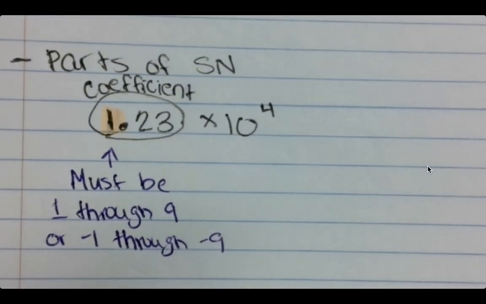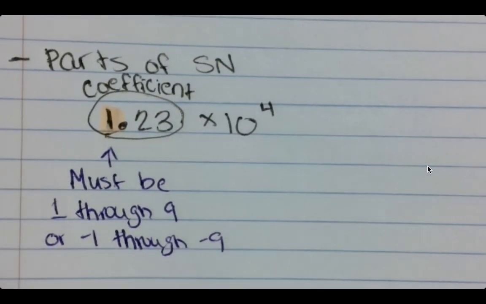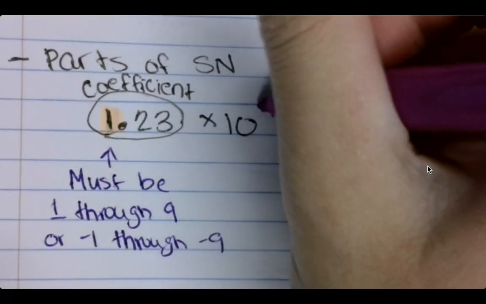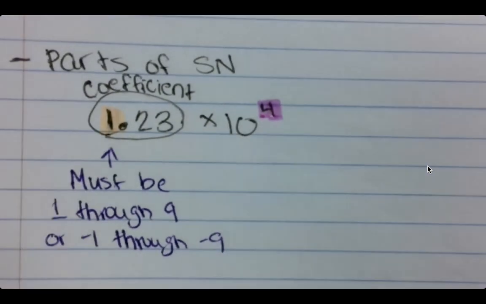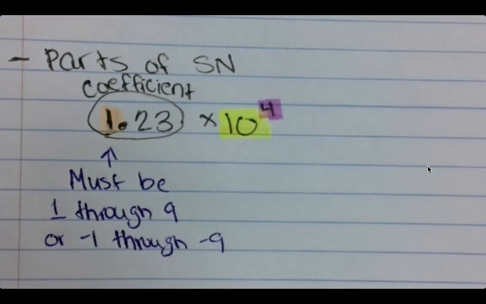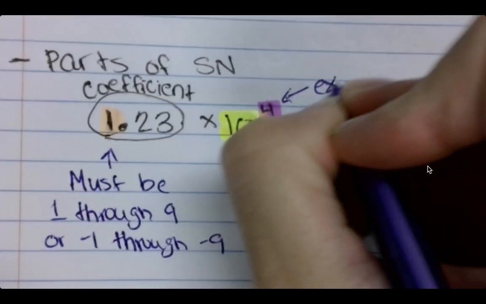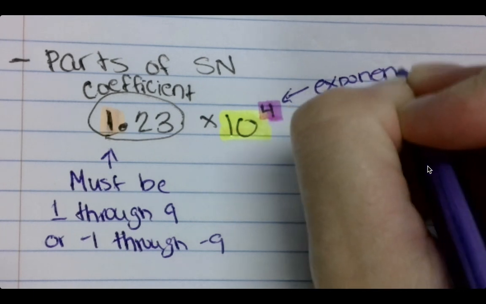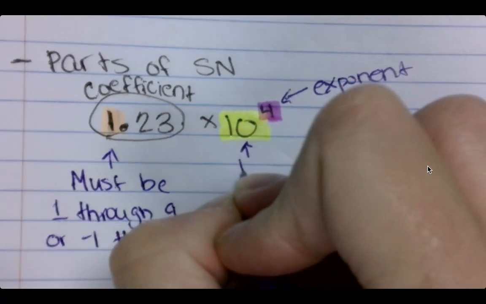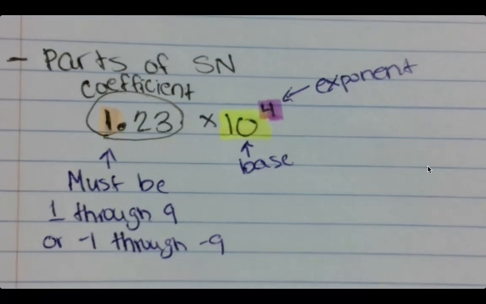All right. And then for the other parts, we have our exponent, and we have our base. So exponent and base. All right, so that is your review of scientific notation and the parts.